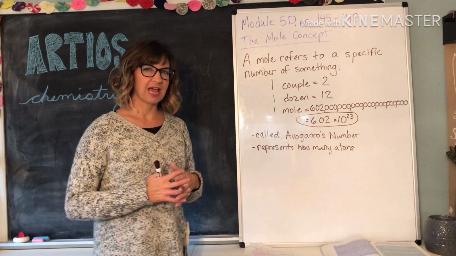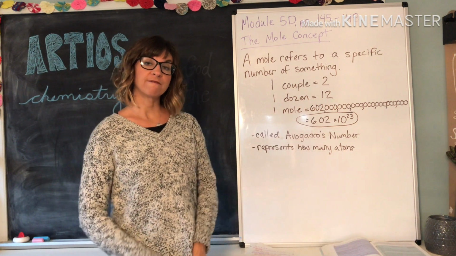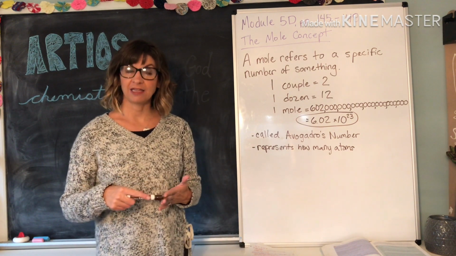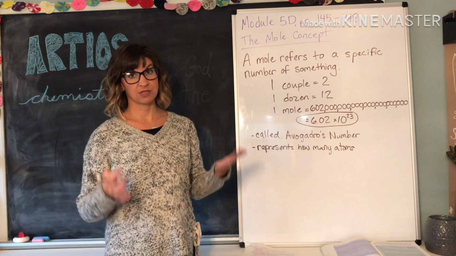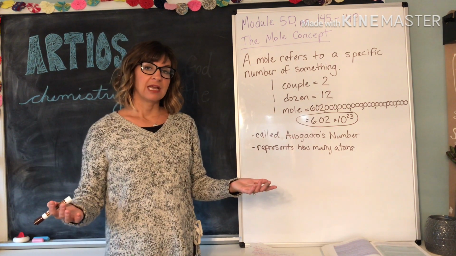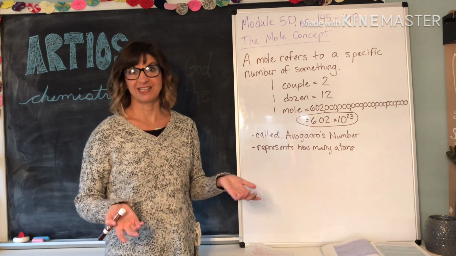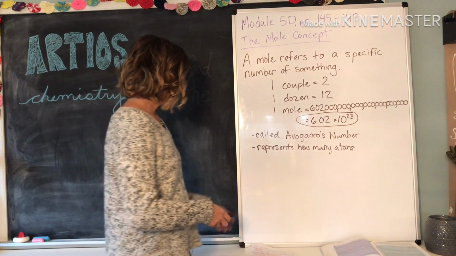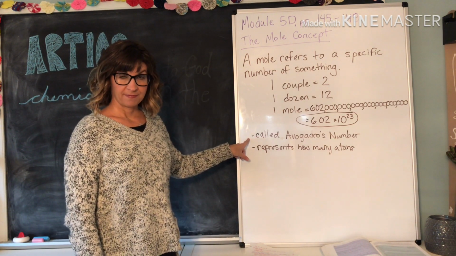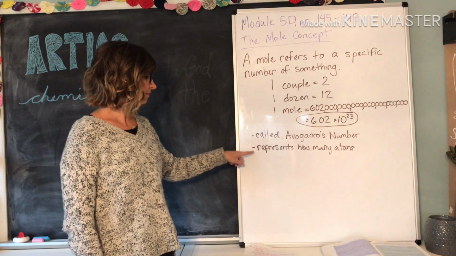Now, the reason that we need to have a mole be equal to such a huge number is that usually we are referring to a mole of atoms or a mole of molecules. And because atoms and molecules are so tiny, we need a giant number of them in order to talk about a sample that we could actually see. All right? A mole is also called Avogadro's number. It's named after the scientist who discovered it.